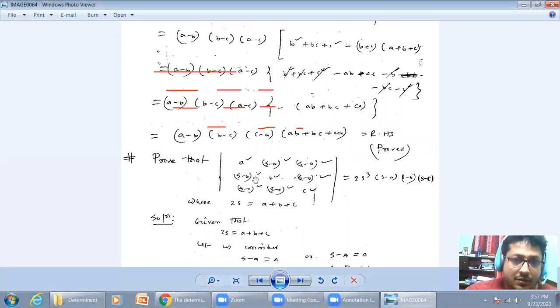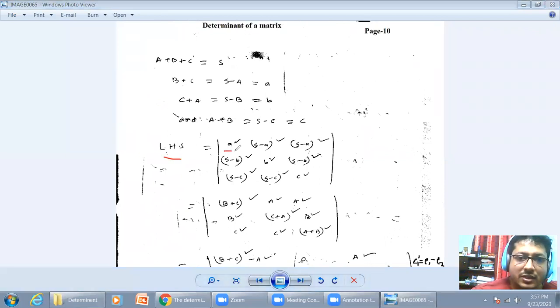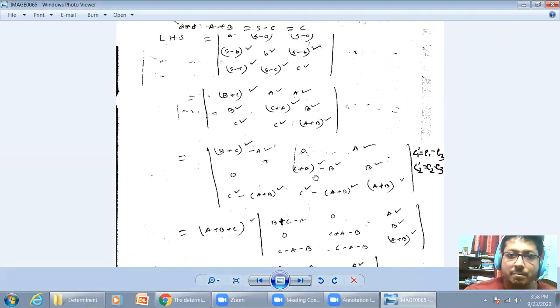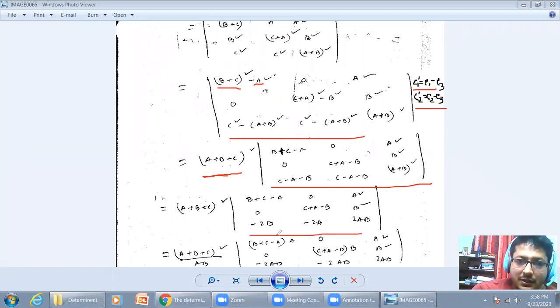Now, left hand side. A square, and this A square is replaced with B plus C, and S minus A is replaced with capital A, S minus B replaced with capital B, and small B square is replaced with C plus A whole square, and this is replaced, and B square plus C square minus A square. This rule, we apply this rule, we get this, and after taking common A plus B plus C whole square, we get this part, and this part after simplification.